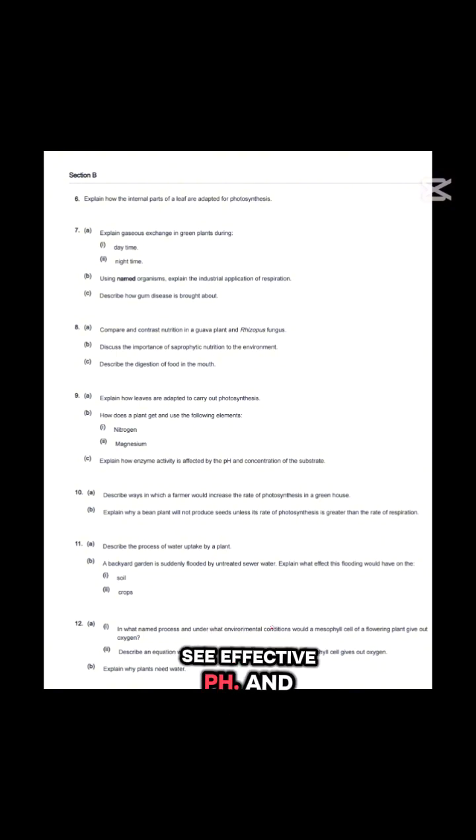C. Effect of pH and substrate concentration on enzyme activity. pH: every enzyme has an optimum pH where it functions at its highest rate. Deviations too far below or above this optimum value alter the ionic charges on the enzyme's active site, causing it to change shape and become denatured, stopping activity.